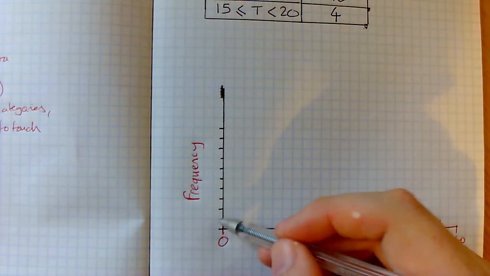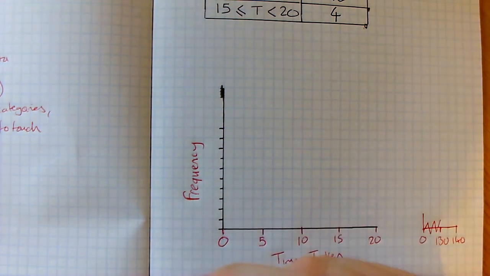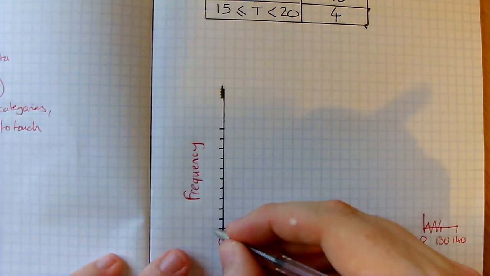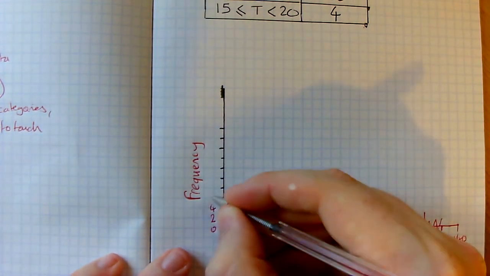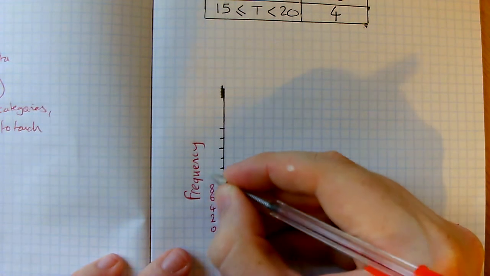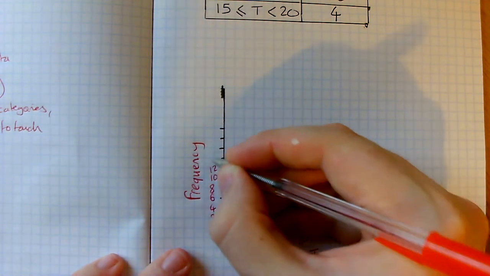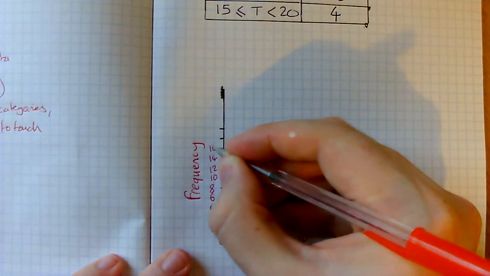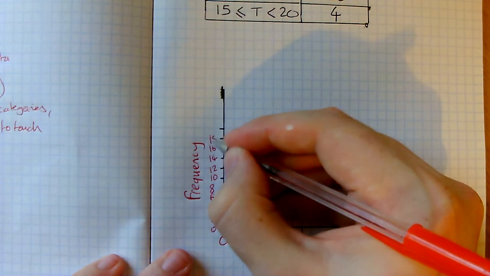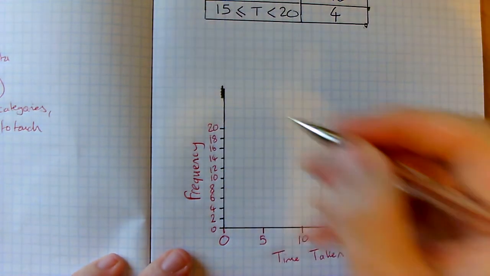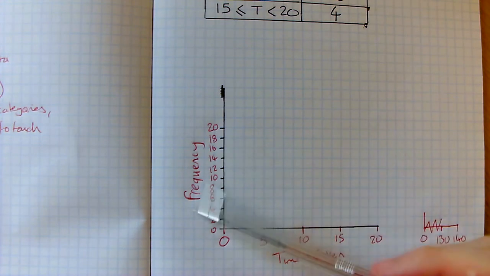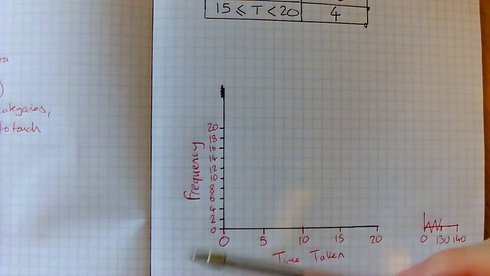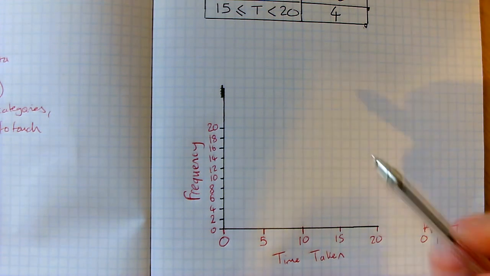Now again, I could do 1, 2, 3, 4, 5, but I'm actually going to go up in 2s because it just makes life a little easier. So 0, 2, 4, 6, 8, 10, 12, 14, 16, 18 and 20. Now obviously before I drew this line I should have counted, because technically I went a little bit higher than I need to, which is not the end of the world, but it doesn't look as nice.